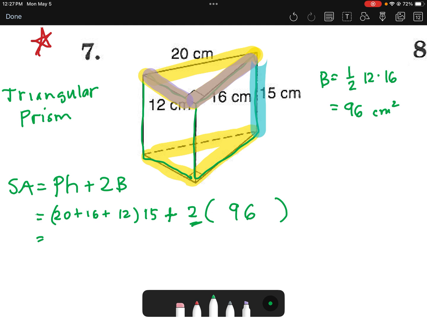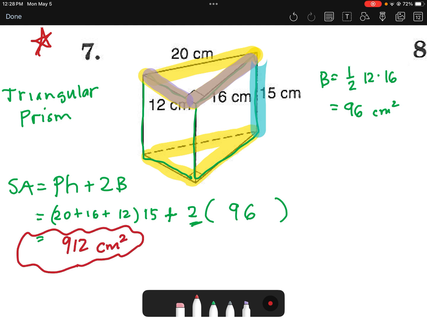Okay, let's take a second to figure out what this is. I'm going to do 20 plus 16 plus 12. That's my perimeter. I'm going to multiply that by 15. Then I'm going to add that to 2 times 96. That gives me 912 square centimeters in this triangular prism.